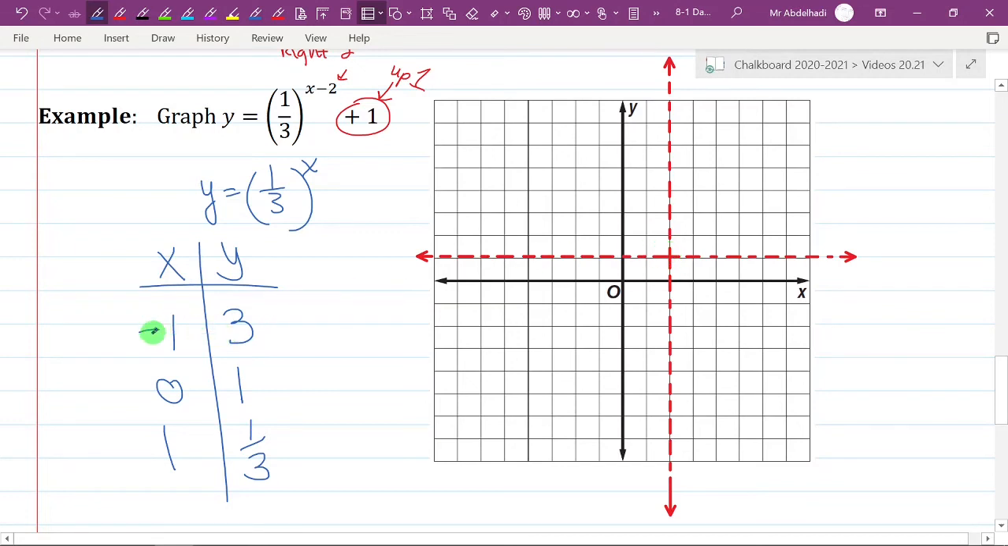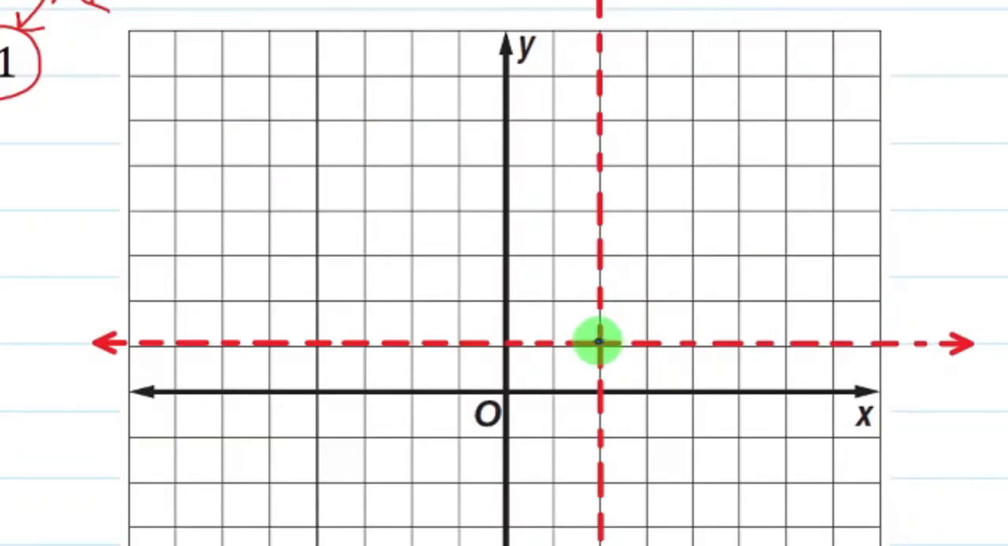So -1, comma 3. We're going to come over here. We're going to go back -1 and go up 1, 2, 3, and there's your point right there. 0, comma 1, starting from 0 right here, up 1. You're right there. And 1, comma 1/3. Okay, so here's 1, and we're going to go up 1/3 of a box, which is right about there.